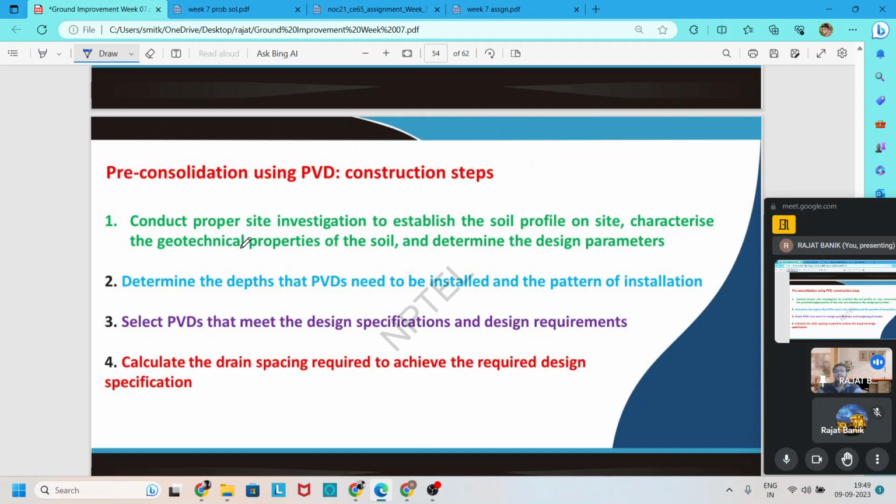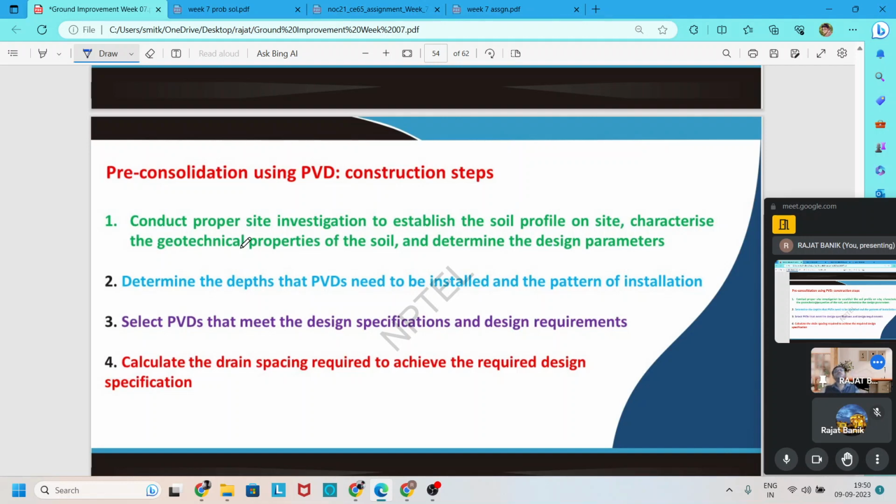Then select the preferred vertical drain that meets the design specification and design requirement. That means what is the diameter of the preferred vertical drains and what is the length of the preferred vertical drain regarding our design criteria. And calculate the spacing to achieve the required design spacing.